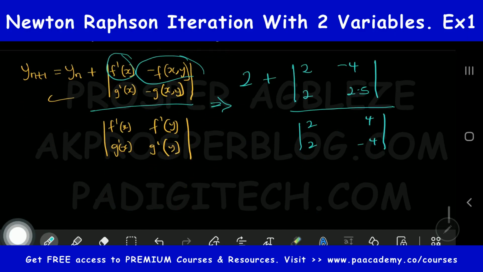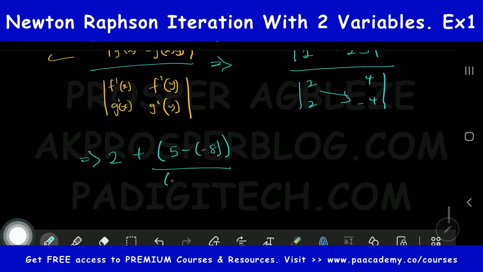Okay, so the next thing here, we are going to be having 2 plus, so this is going to be 2 times 2.5. That is going to be 5, then minus 2 times minus 4, that's 8. I mean, that's minus 8. So minus 8 over, so 2 times minus 4, that's minus 8, minus 4 times 2, minus 8. Okay, so that is how the calculation will look like.